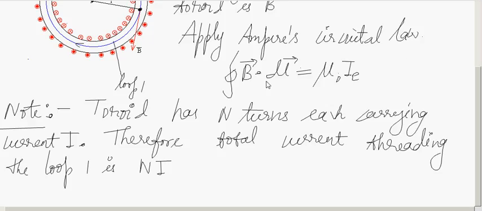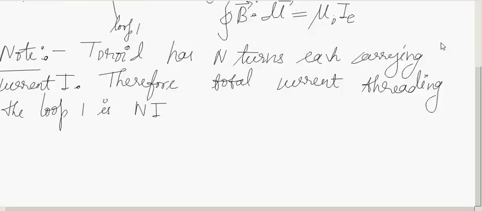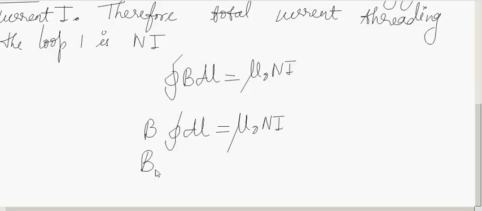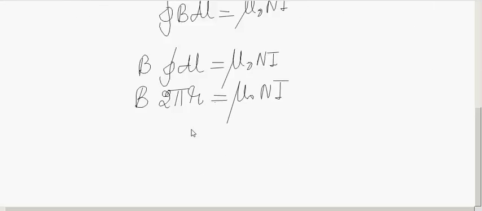And now B and dl are in the same direction, so that dot goes, and we can directly write it as closed integral of B dl. Closed integral of B dl is mu naught into n into I, or this can be written as closed integral, B I can take it out, dl is mu naught n I. Now the closed integral of dl will give you the circumference of that loop, that is 2 pi r, where r is the radius of the loop. Therefore this will be equal to B into 2 pi r equal to mu naught n I, or we can write B is equal to mu naught n into I divided by 2 pi r.